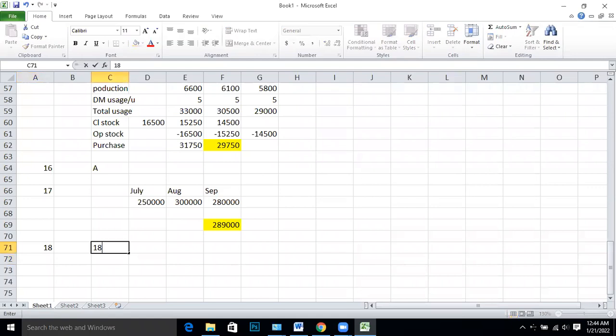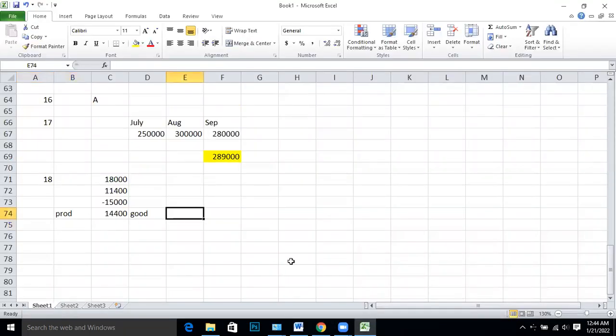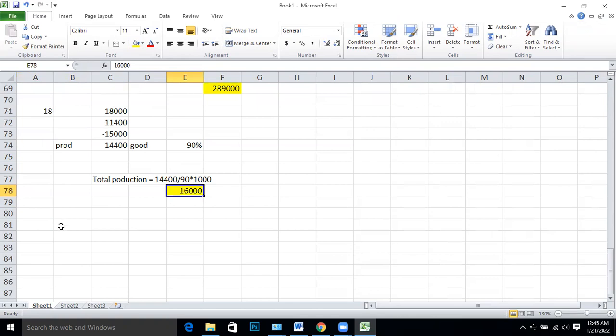We have done questions like this: sales 18,000, closing stock 11,400, opening stock 15,000. So you get the production is 14,400. But this is good production, good units production. And you remember we did calculation like this: if 10% is defective, this must be 90%. The total production has to be: 14,400 is 90%. How much is 100%? 16,000 would be the answer. I have done questions like this. That means production budget with defective production.